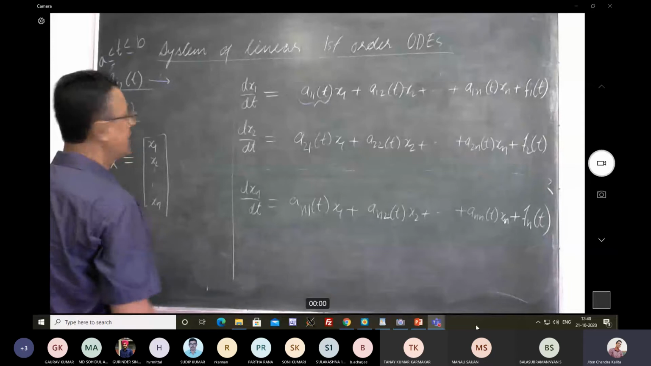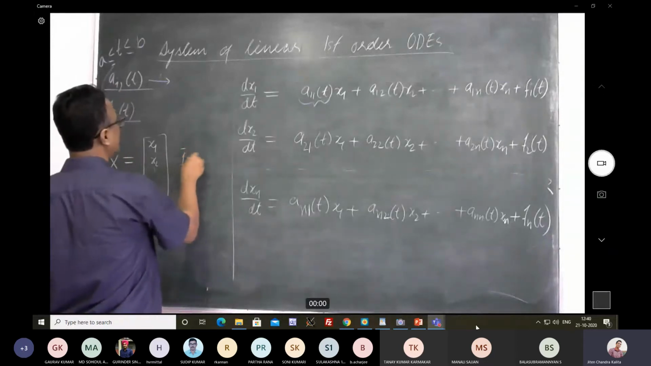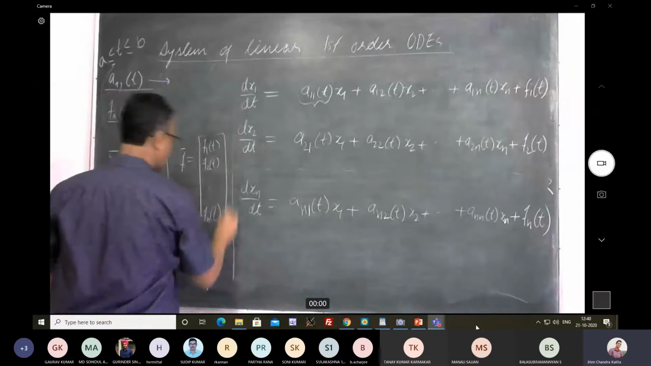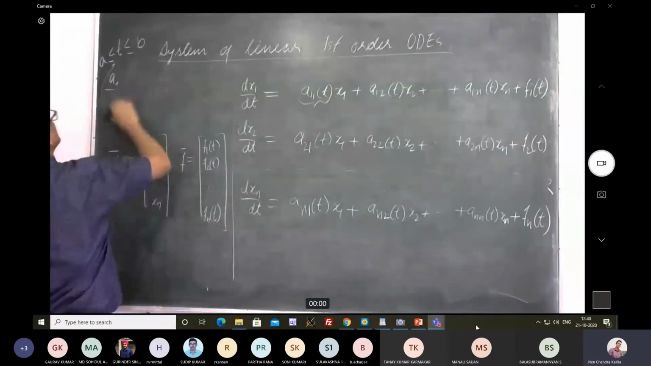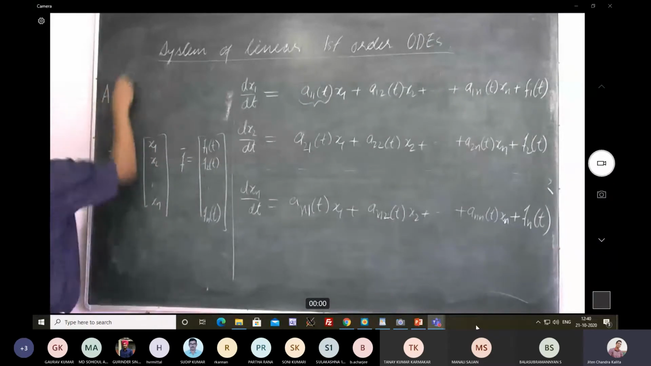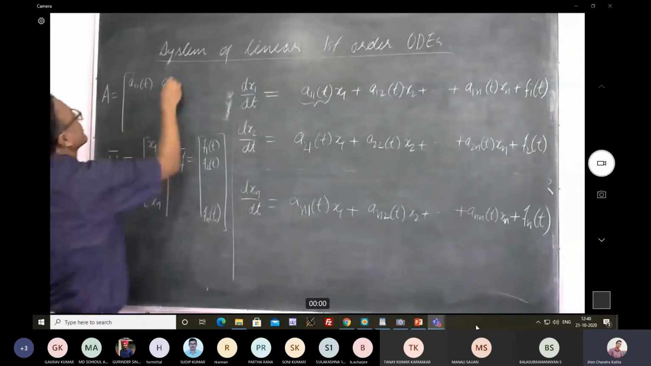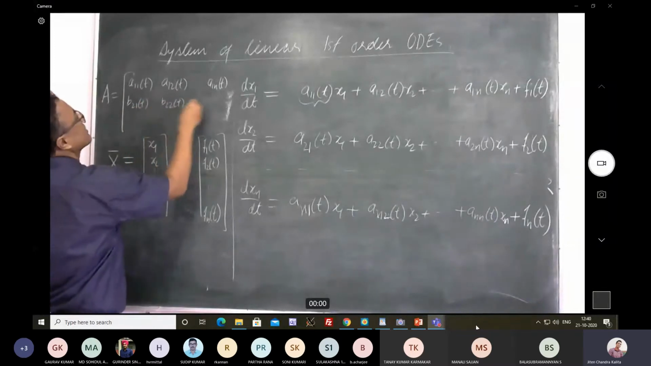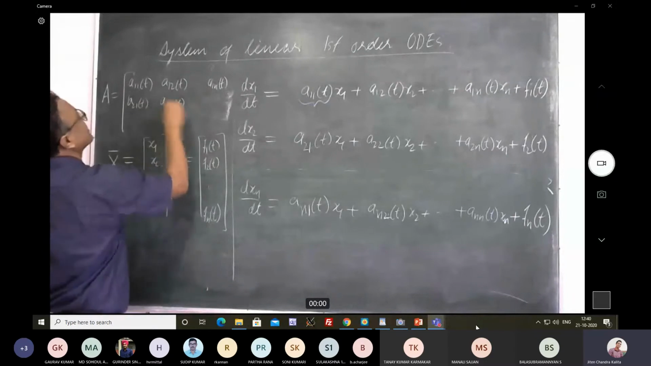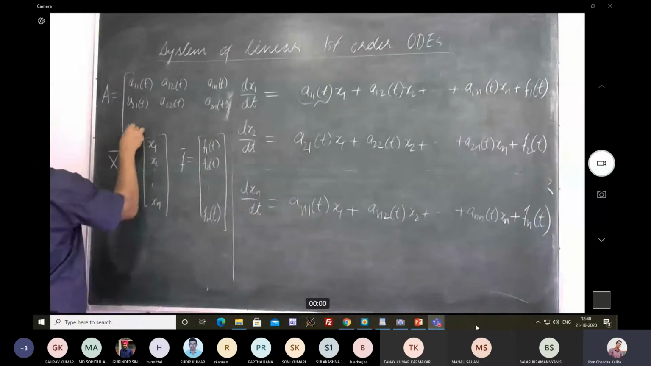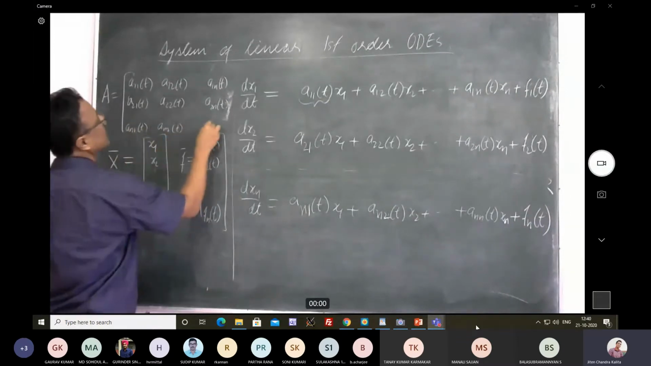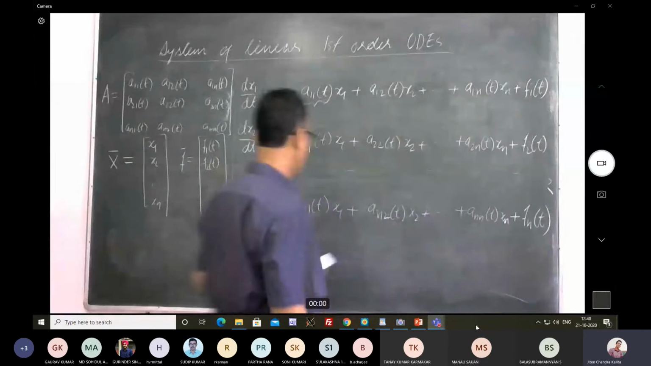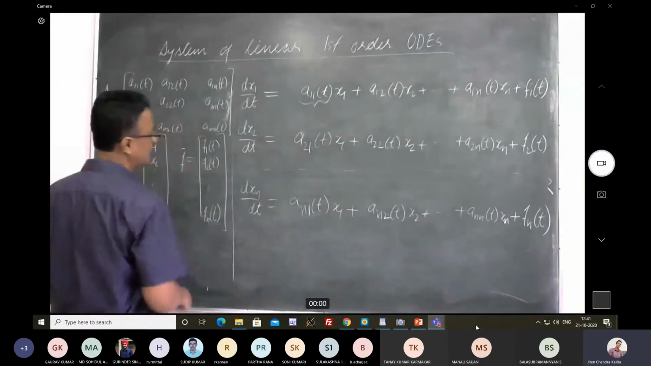So if I do this, and then write f as f1(t), f2(t) up to fn(t), and if I write A to be equal to the matrix with rows a11(t), a12(t), up to a1n(t), then a21(t), a22(t), up to a2n(t), and finally an1(t), an2(t), up to ann(t), then this system of equations, you know, I can write simply as d/dt of something like this.